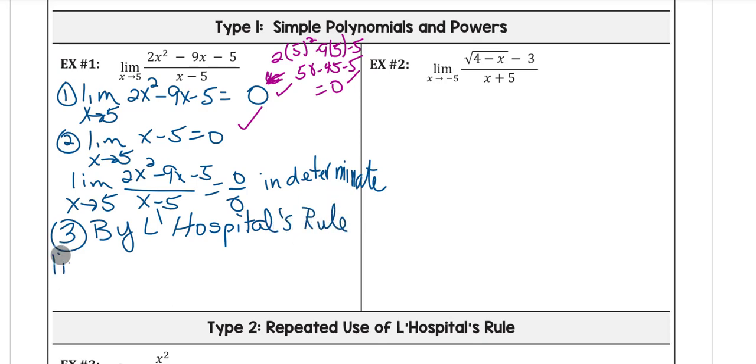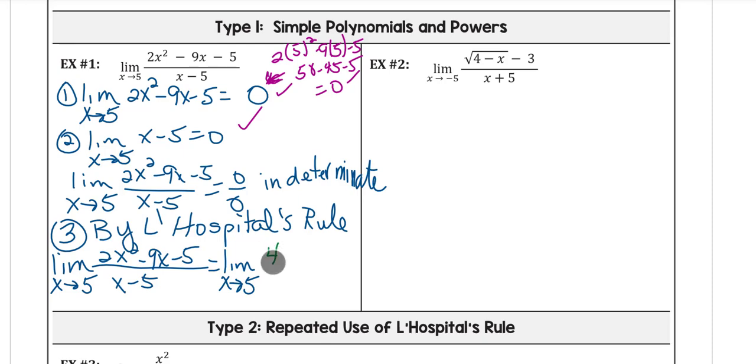So we're going to say the limit as x approaches 5 of 2x squared minus 9x minus 5 over x minus 5 is going to equal the limit as x approaches 5. And then we just take the derivative of the numerator and denominator. So we get 4x minus 9 over 1, and then we can do our direct substitution. So this is going to be 4 times 5 minus 9, which equals 11. Okay, so that's how we're going to do it. Let me just go through and flow through how one of these works.